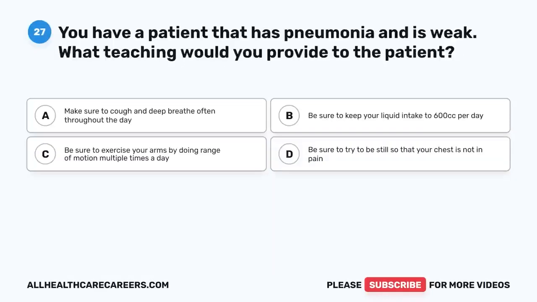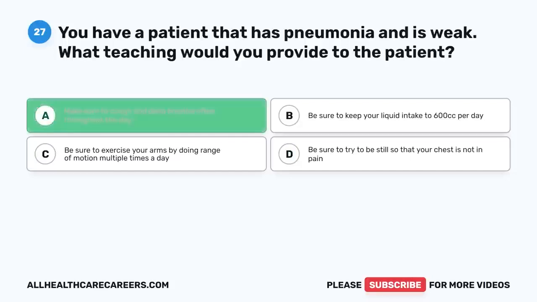Question 27. You have a patient that has pneumonia and is weak. What teaching would you provide to the patient? A. Make sure to cough and deep breathe often throughout the day. B. Be sure to keep your liquid intake to 600 cc per day. C. Be sure to exercise your arms by doing range of motion multiple times a day. D. Be sure to try to be still so that your chest is not in pain. The correct answer is A.